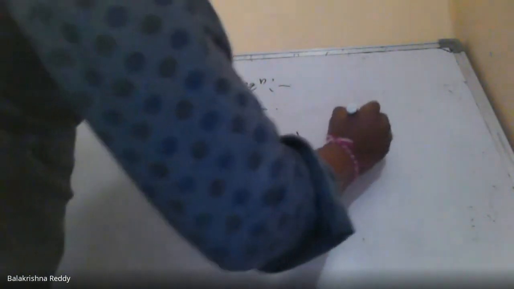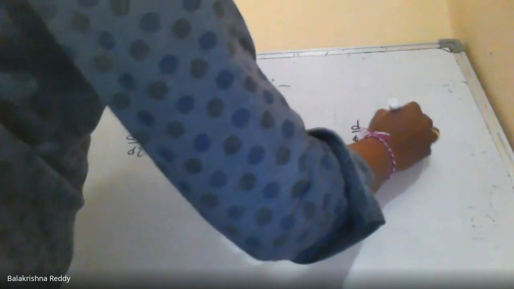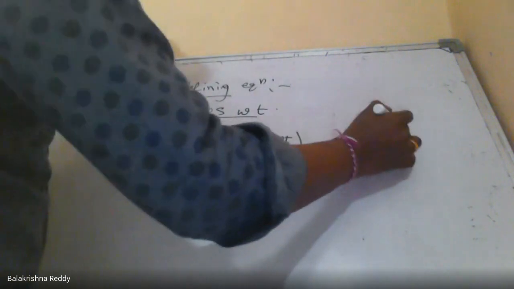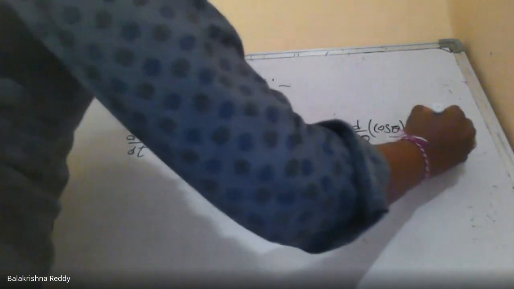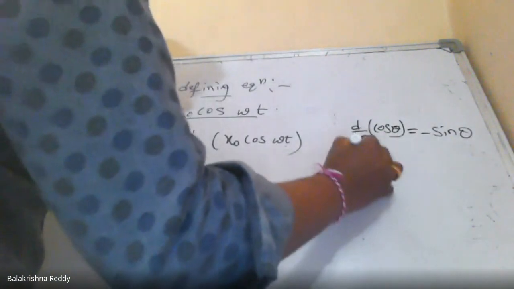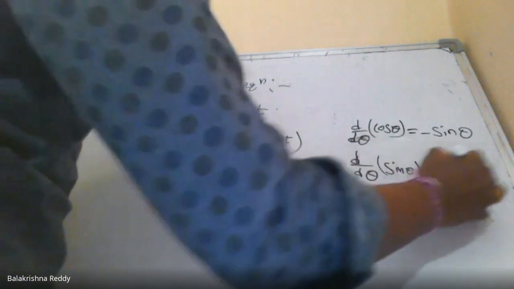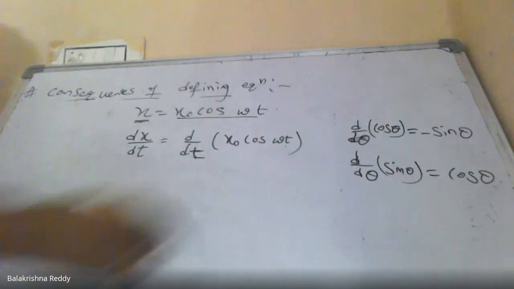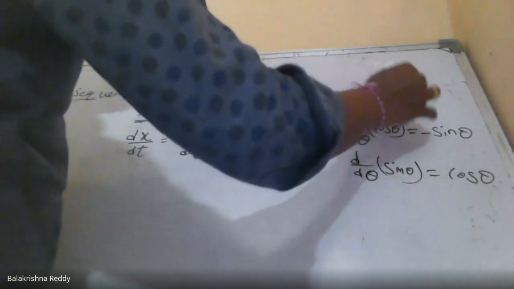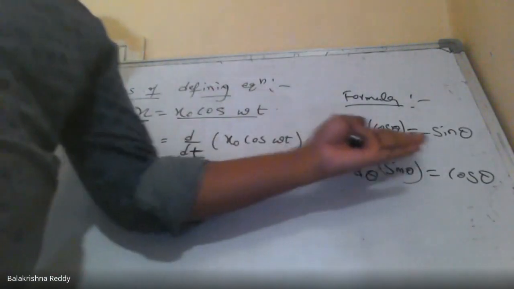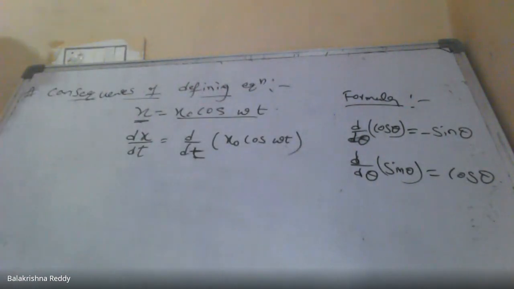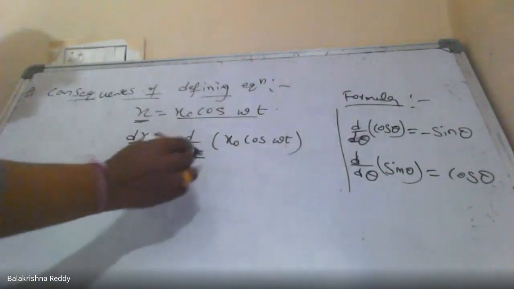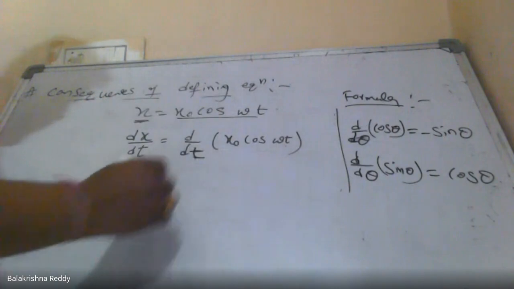So I have a formula, the differentiation of cos theta. Since I took cos theta, I should differentiate with respect to theta only. The differentiation of cos theta is minus sine theta. The differentiation of sine theta is plus cos theta. These are basically formulas. Of course, there is a way to derive them by Euler's theorem and limits, if you go from basic mathematics, but our choice is not that now. So I'm differentiating with respect to t. Are you with me?